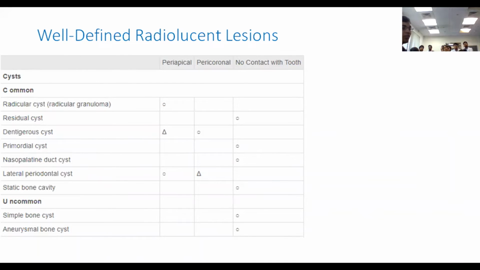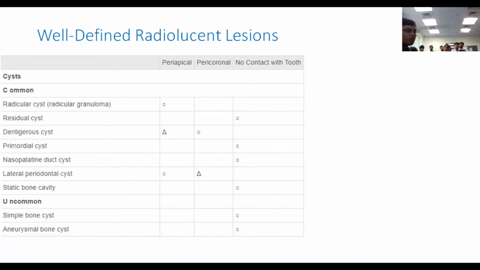So if we go by the well-defined radiolucent lesions, what are the most common? Last time we also discussed in the last lecture, tumors that are common in the extremity are not common in the jaw. You never ever suspect a metastasis as the first differential. That should be the last differential. So most of the time it is related to the tooth and its surrounding structures.